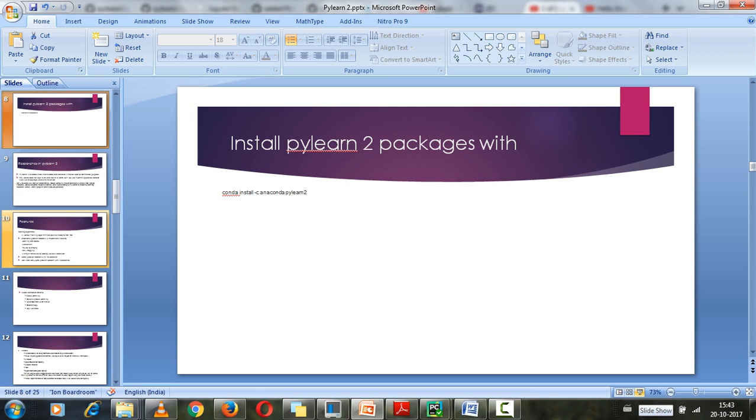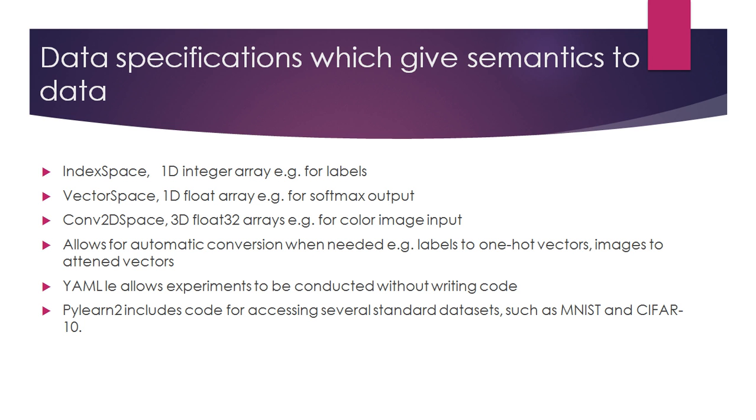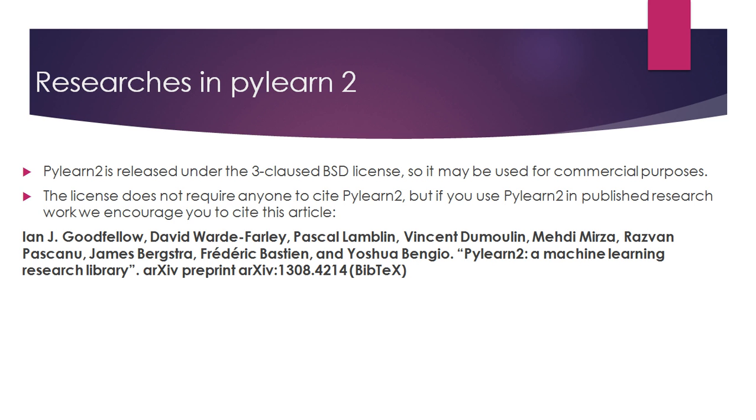So hello everyone. In the last video, I covered the basics of a data specification, which gives semantics to the data. In the current video, we will see the research on Pylearn2. Pylearn2 is released under the three-clause BSD license, so it may be used for commercial purposes, and the licensor does not require anyone to cite Pylearn2, but you can cite the one research paper about the Pylearn2 machine learning research library by Ian and David.